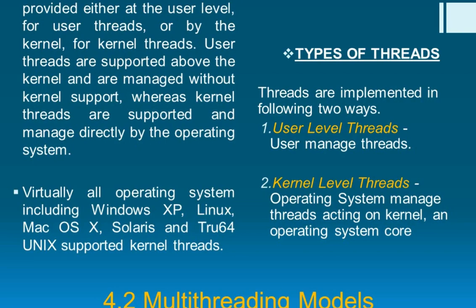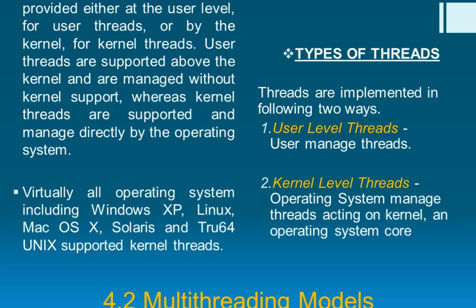Let's go to 4.2, multithreading models. As a definition, support for threads may be provided either at the user level, for user threads, or by the kernel, for kernel threads. User threads are supported above the kernel and are managed without kernel support, whereas kernel threads are supported and managed directly by the operating system. Virtually all operating systems, including Windows XP, Linux, Mac OS X, Solaris, and Tru64 Unix, support kernel threads.